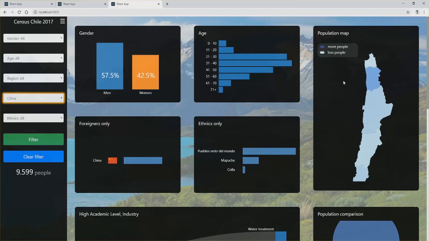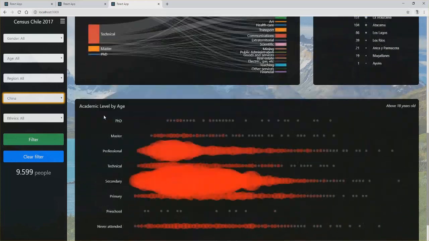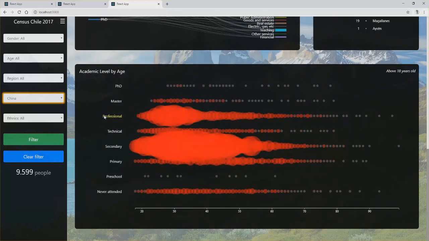But you can see this slight darkest color in the top of the country. These regions here are well known for having a lot of mining companies, so it's very likely Chinese people were doing business here. A big group of Chinese people with professional degree were working in commerce industry, followed by homestay. You can see in this chart that most of Chinese people living or visiting Chile at that time had as highest academic level secondary school, followed by a group of young professionals.